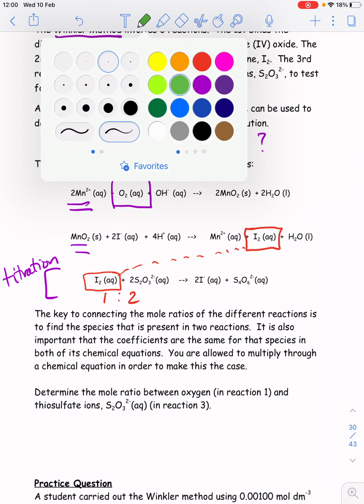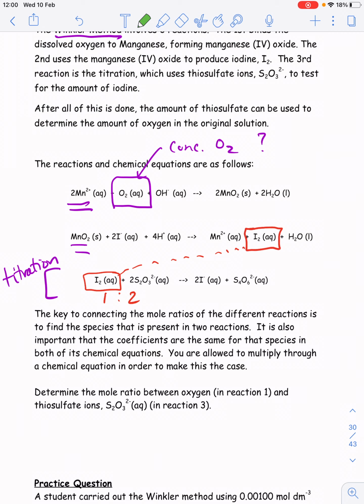So then what I'm going to do is find the ratio between iodine and MnO2. The reason why I chose MnO2, we would call that manganese 4 oxide because of the oxidation state on the manganese. So I'm going to choose this substance because it's the link between the first and the second equation. And then finally, I've got the ratio between the oxygen and the manganese.